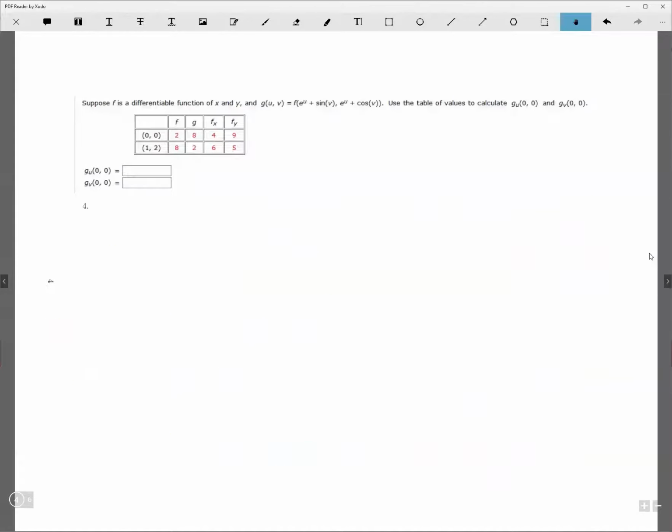Okay, so we come down to number 4. Suppose f is a differentiable function of x and y. G of u v equals this, a function of u plus e to the u plus sine v, e to the u plus cosine v. Use the table of values to calculate g_u of 0, 0 and g_v of 0, 0. Okay, so let's get things straight first, and we'll do that with a tree diagram.